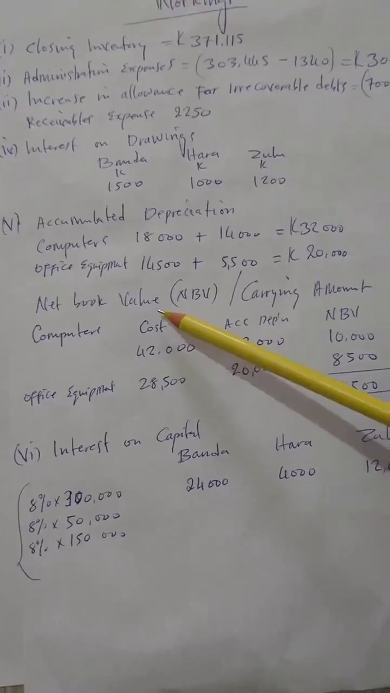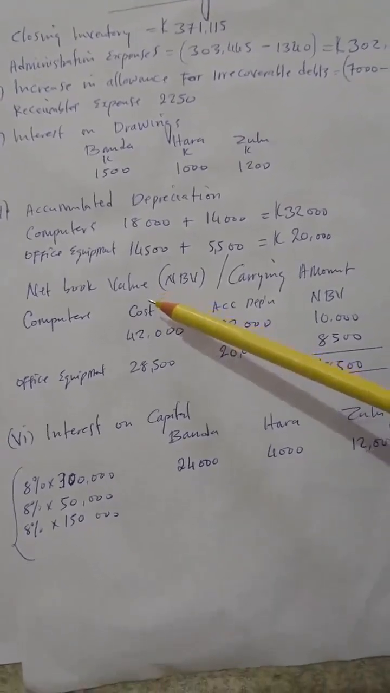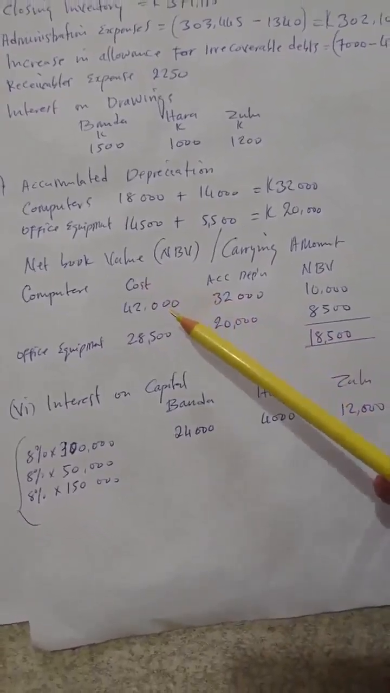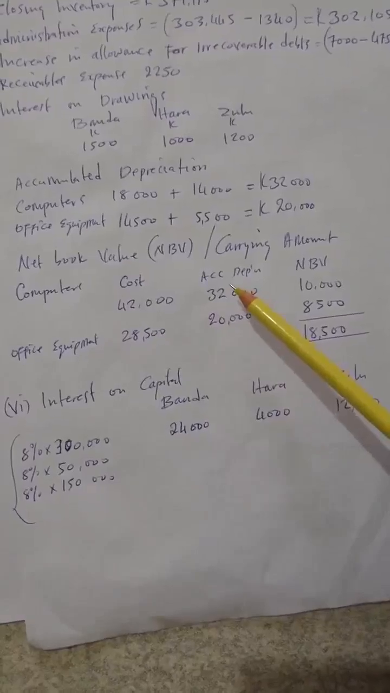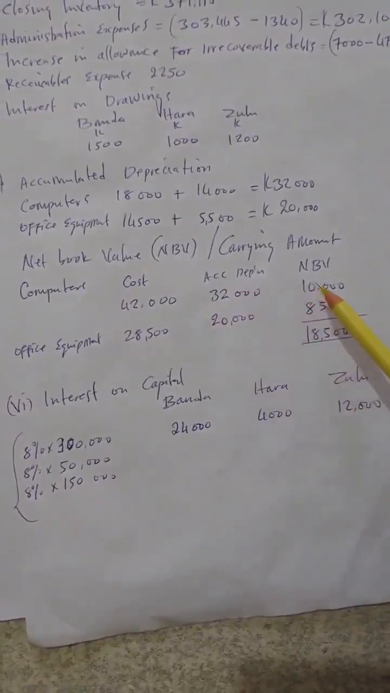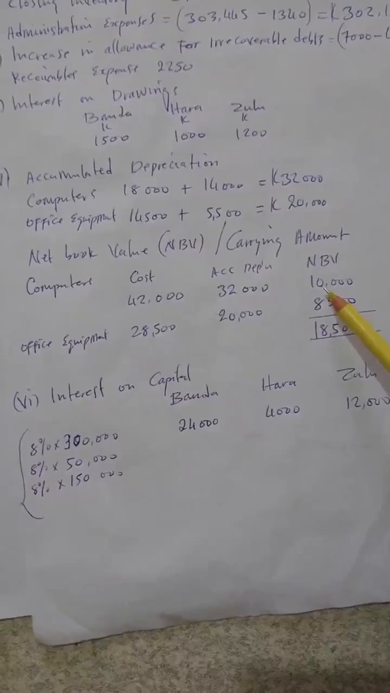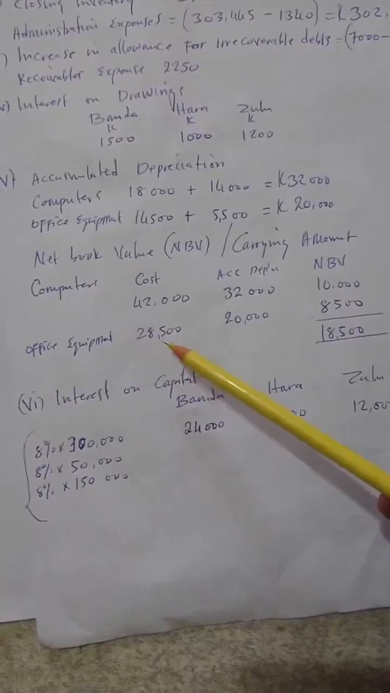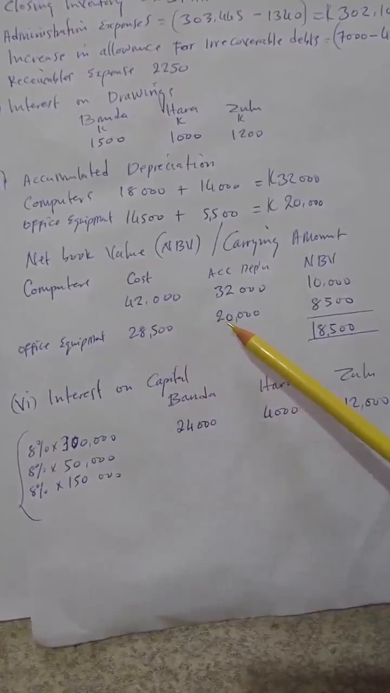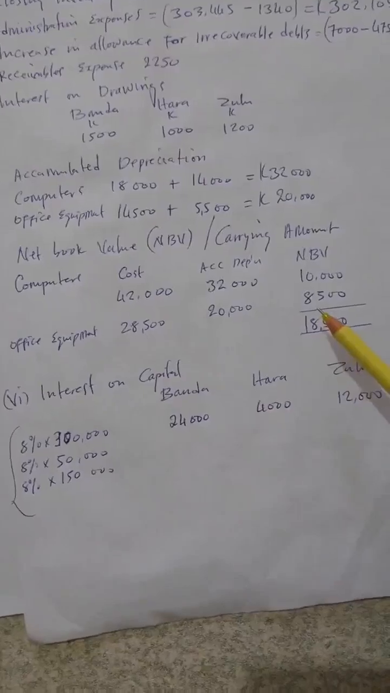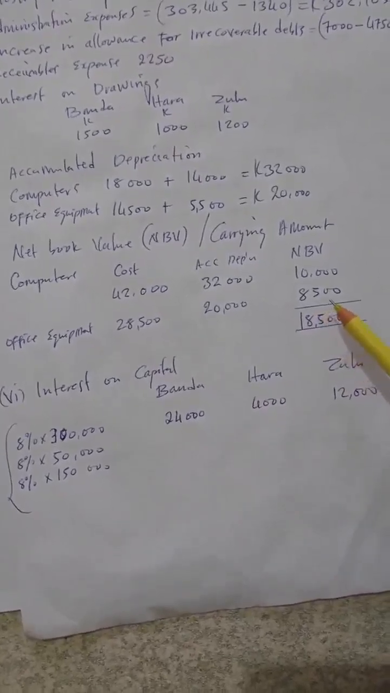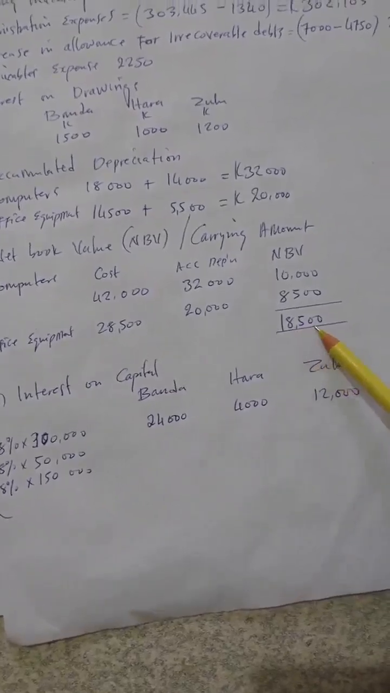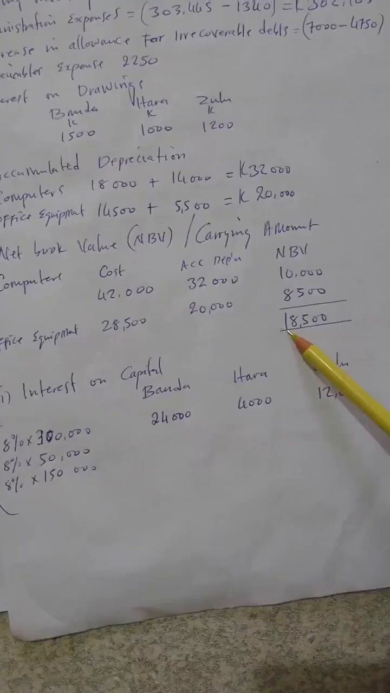Okay, net book value. The net book value, as you can see, will be like this: computers at cost, less accumulated depreciation, gives a net book value for computers of 10,000 kwacha. Then the office equipment, less the accumulated depreciation, gives a net book value of 8,500 kwacha. So the non-current assets we have in this question will be valued at this amount.